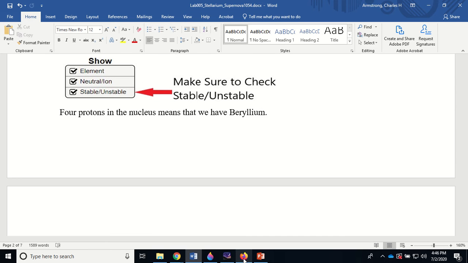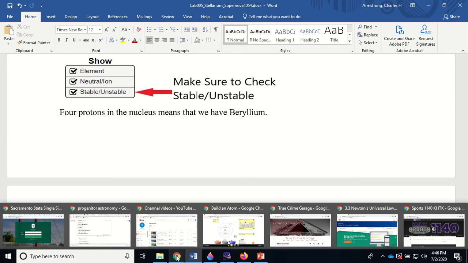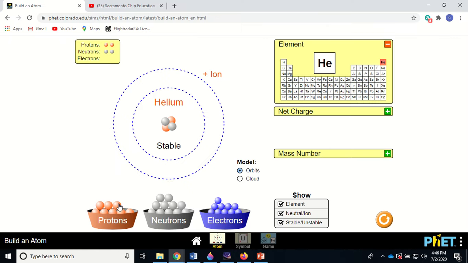So just keep adding here. So we're going to add another helium. We got a helium here. How do we add another helium? We put in 2 protons and 2 neutrons. Proton, unstable. We got lithium now. Put on another proton. Now we've got beryllium.